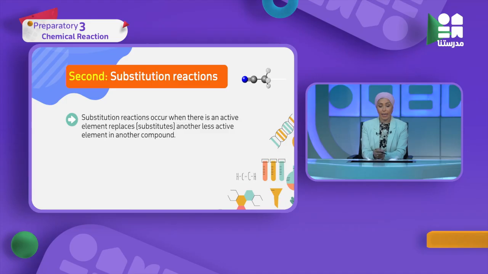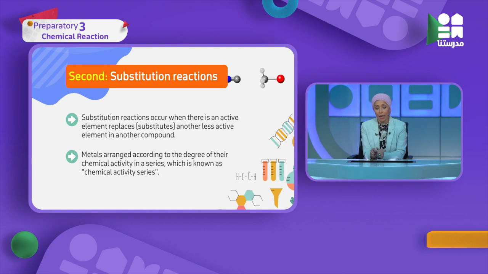طيب يبقى here as you see in front of you, what is meant by substitution reaction? A substitution reaction occurs when an active element replaces or substitutes another element in the chemical reaction according to its activity. طيب ده هيفكرنا بـ something which is very important. We took it last year in second prep, which is called chemical activity series. Chemical activity series is very important.